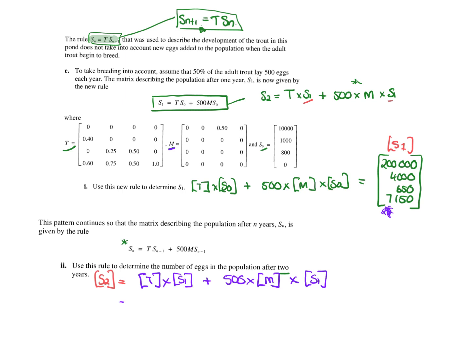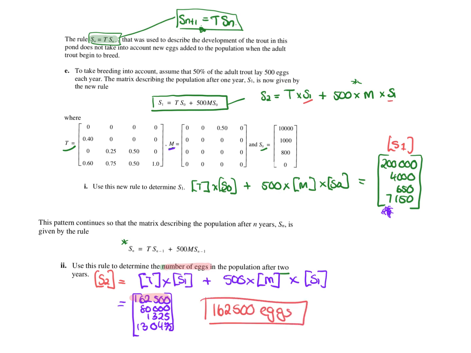And when you do that, we'll end up with 162,500, and then 80,000, 1325, and 130,475. Okay, so use this rule to determine the population after the number of eggs. So the question actually is asking just for the number of eggs, which the eggs is up here, this top one. So we better make sure we write that out. So it'd be 162,500 eggs as our final answer. Need to separate it out.